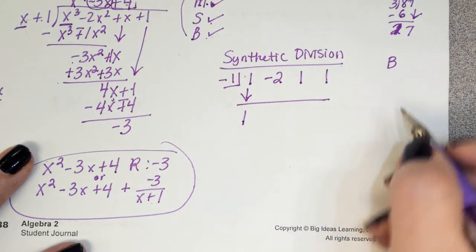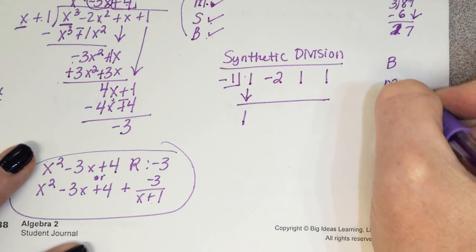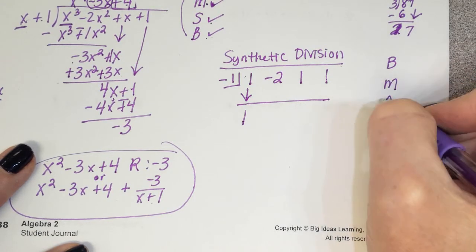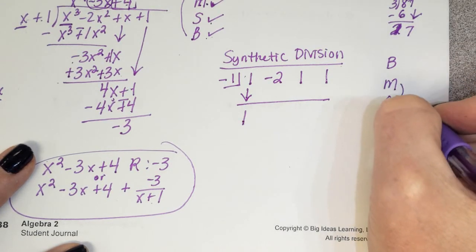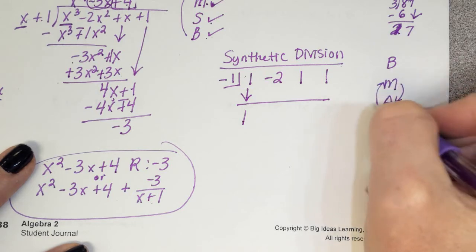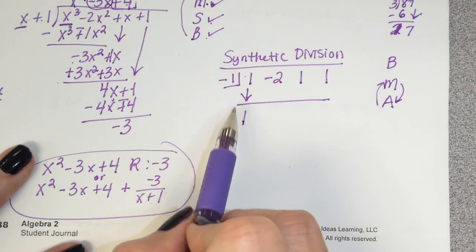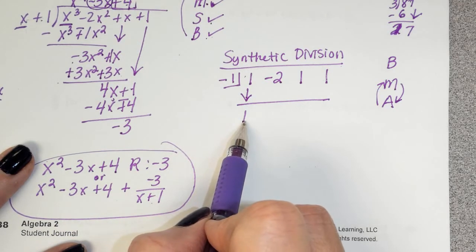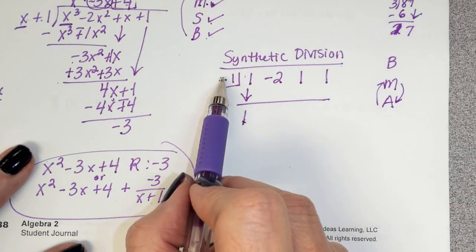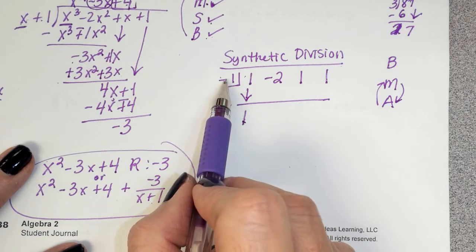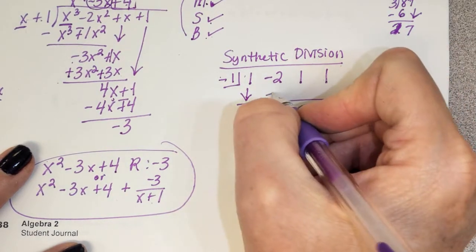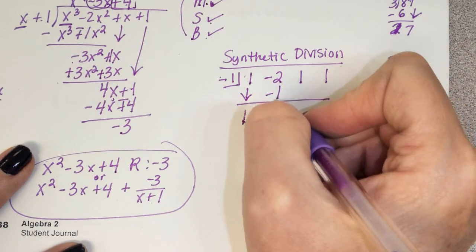And now it's just the same thing over and over. I'm going to multiply, add, and then multiply, add, and multiply, add. Just watch, guys. It'll make sense. I take this number that I brought down and I multiply it by this. So 1 times negative 1 is negative 1. Now I add.